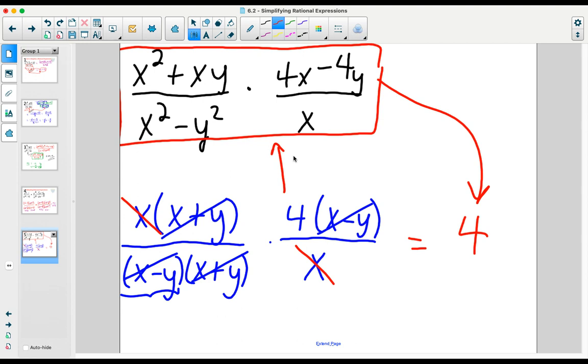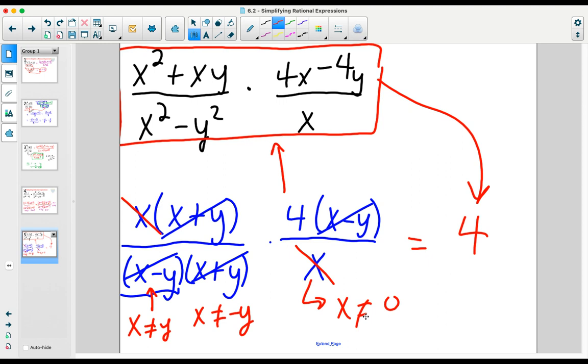One last thing, giving special consideration again to our restrictions. Here we have 2 variables, so we have to consider those 2 variables sort of together. This factor tells us that x should not equal y. This factor tells us that x should not equal negative y, and this factor, one of the more obvious ones, tells us that x should not be 0. Looking at each one of those factors and setting them equal to 0, thinking about what they would be in terms of a restriction, what they're not allowed to equal.